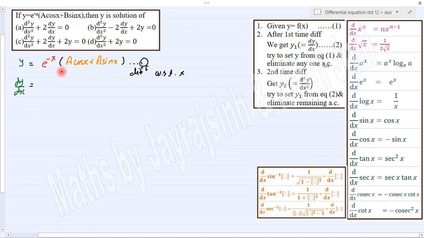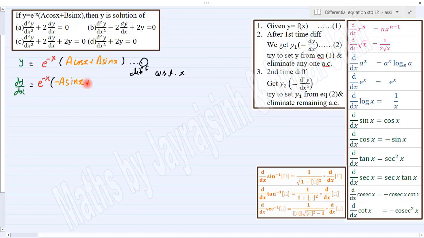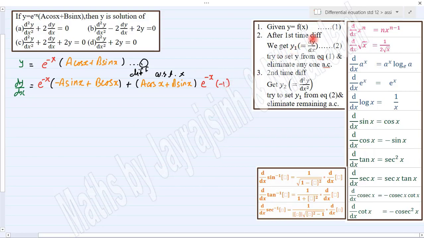On the right hand side, we have to apply the multiplication rule. Let's say e raised to minus x is as it is. Differentiation of a cos x plus b sin x will be a minus sin x plus b cos x. In the second term, your whole bracket will be as it is. Differentiation of e raised to minus x will be e raised to minus x into minus 1. So we get our dy by dx.